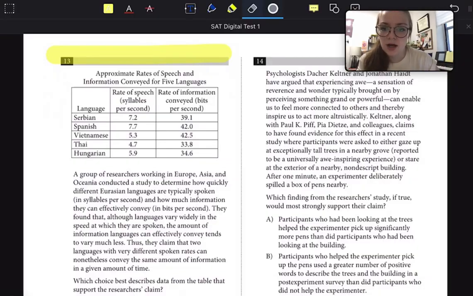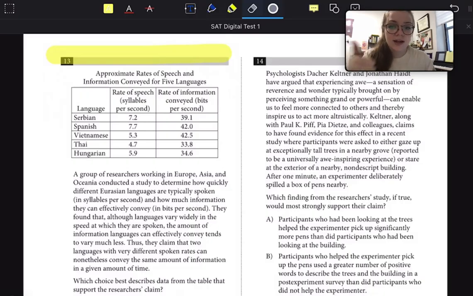So we'll start with the title here. Approximate rates of speech and information conveyed for 5 languages. So it might sound silly to stop here or to pause, but it is really important to understand what this graph is going to be conveying, because a lot of times they can use very scientific leaning questions, or they can use questions where some of the titles of the data are written in Latin, or something that initially looks very intimidating or confusing. So it's just a good idea to make sure you know exactly what this graph is conveying.